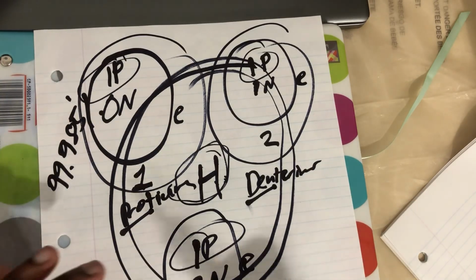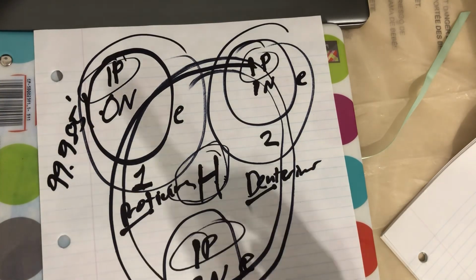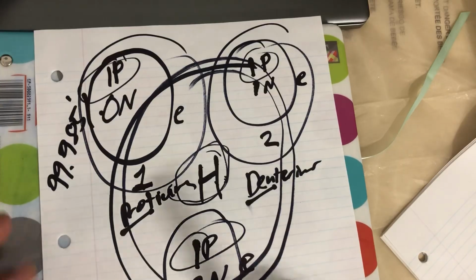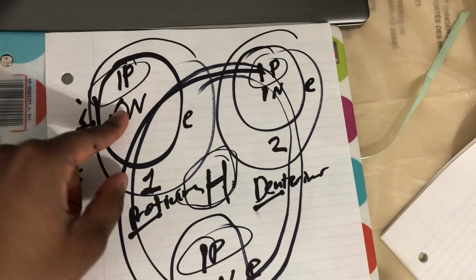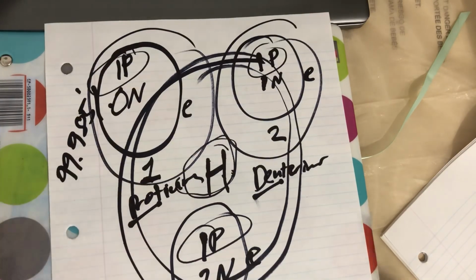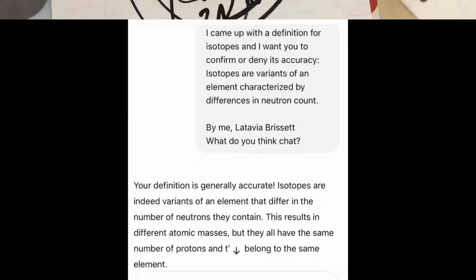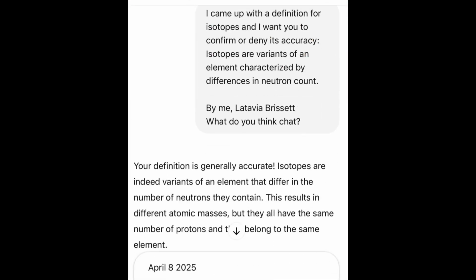So now that we understand what isotopes are, just the different forms of the same element, the neutron number is different, and thus the mass number is different, since the neutron number contributes directly to the mass number. Let's try to come up with a definition of isotopes. This is what I came up with, and I asked chat to help me verify that it was correct, which it was. So isotopes are variants of an element characterized by differences in neutron count. Pretty simple, pretty straightforward. Variants of an element, so the same element, characterized by differences in neutron count.